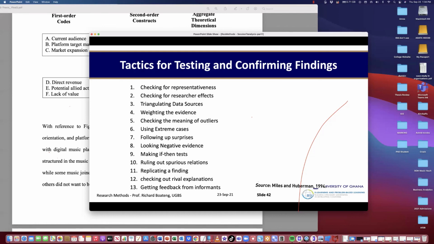Okay, weighing the evidence against one another. Sometimes you have to compare evidence against each other. That's why you use comparative analysis in your work. And then checking the meaning of outliers. Sometimes you may find something that's not part of it, but it gives you a different impression. So you want to check what could have caused it. Under what condition could this have happened? What could be the issue? What could be the reason why this is happening?